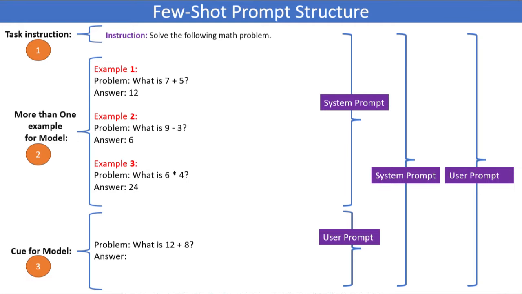The prompt is basically divided into three parts. Number one, where we provide the task instructions. Number two, where we provide a set of examples. These examples help the language model understand the task-specific nuances. And number three is the cue for the model, where we provide the actual problem statement.